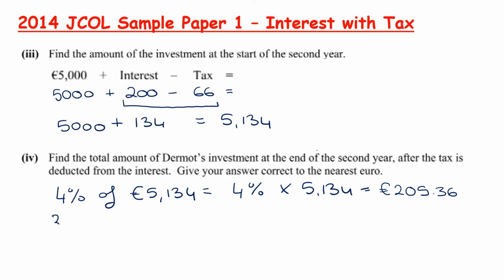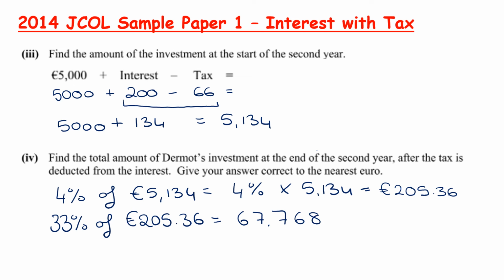So then we have to find 33% of €205.36, which gives us 67.77. The 8 rounds up the 7. Okay, and then that's the tax.